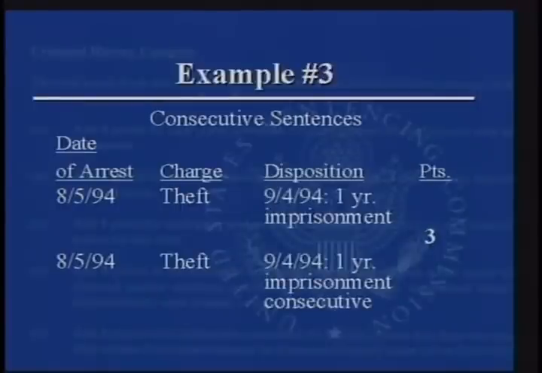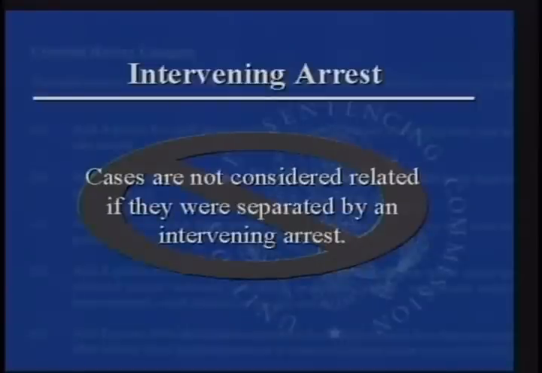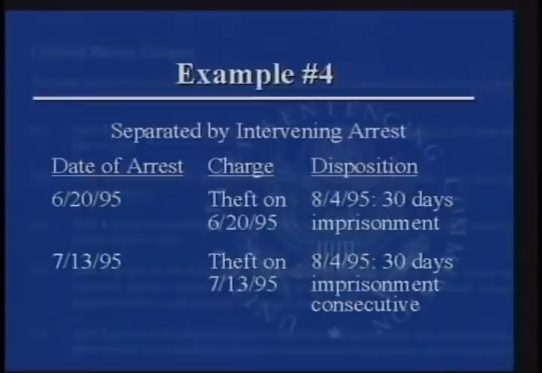And then our next slide shows where we have two sentences where there's a consecutive sentence imposed on the second count. And you can see here that we would just add the two together. The total sentence here was 2 years, which obviously exceeds 13 months, so we assign 3 points to that group of sentences. Now, keep in mind that there's a very basic rule with related and unrelated cases, which is that cases are not considered related if they were separated by an intervening arrest.